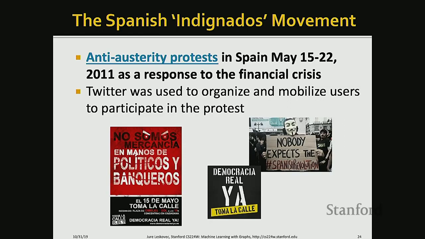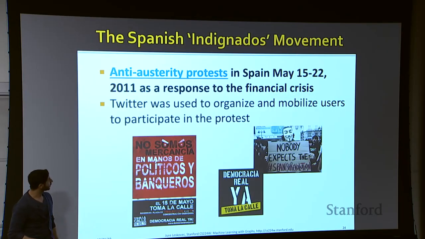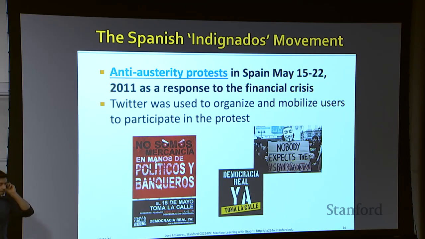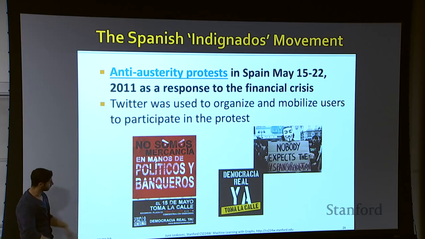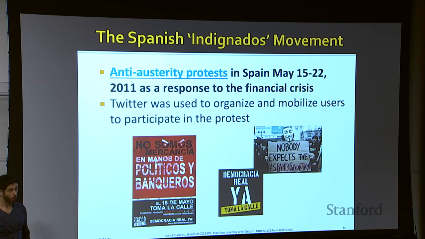So after a certain threshold, people said, we cannot go on anymore like this, okay? And what they did is, Twitter was relatively early stage back then, especially in Europe, there was not a huge adoption, but people decided to use it to organize and mobilize users to participate in the protest, okay? So clearly, the government had to receive the message from all the people running on the streets and expressing their discontent for what was going on.